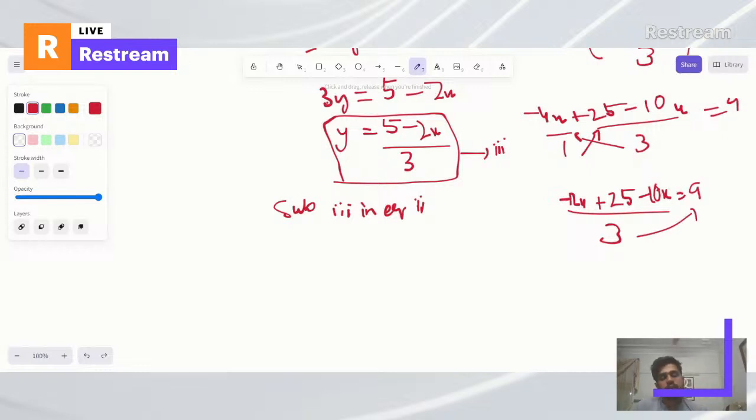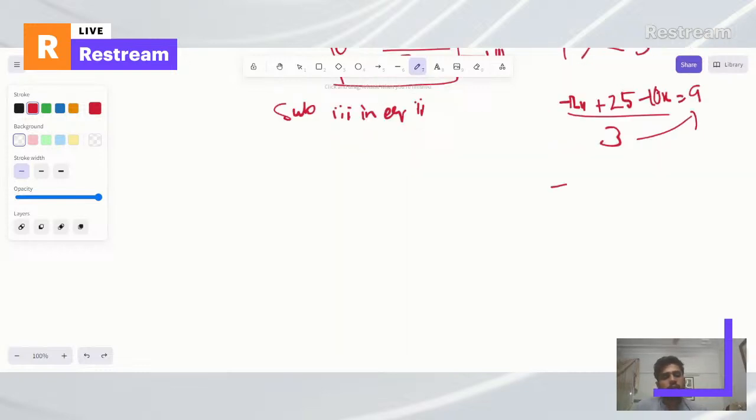Now let's take 3 to the other side. It's going to become negative 12x minus 10x. So it's going to become negative 22x plus 25, right? Now 3 times 9 is 27, right? So let's take 25 to this side. So it becomes negative 22x equals 27 minus 25, which becomes 2.